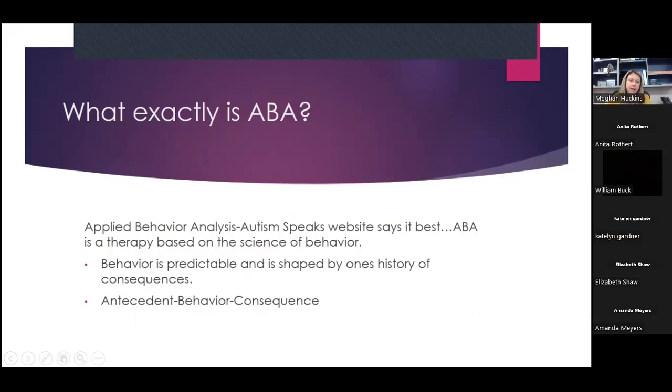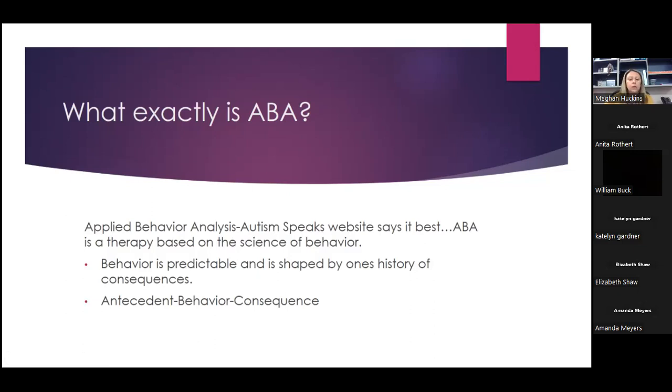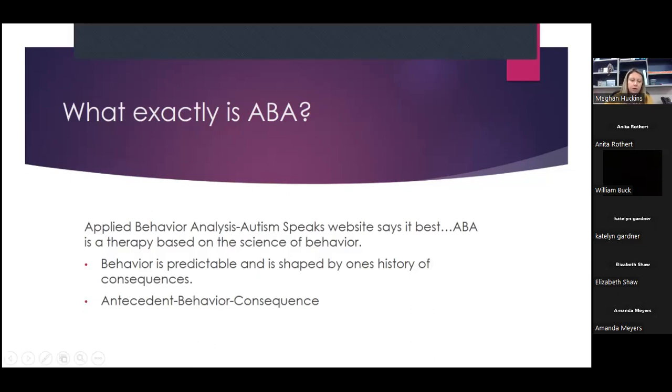So ABA is applied behavior analysis. The Autism Speaks website says it best: ABA therapy is based on the science of behavior. And what that means, two main takeaways. Behavior is predictable and it's shaped by one's history of consequences. And we look at not just the behavior of concern, but what happened right before the behavior and what happens after the behavior happened. So there's that.